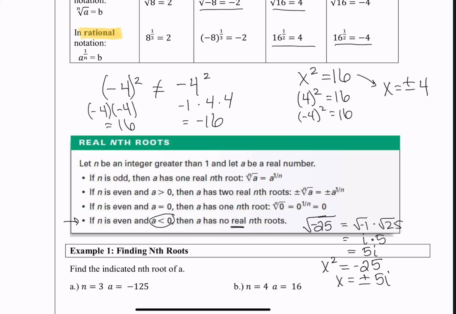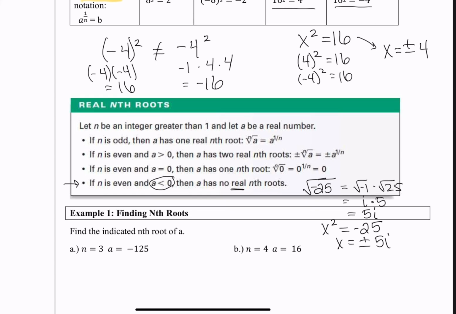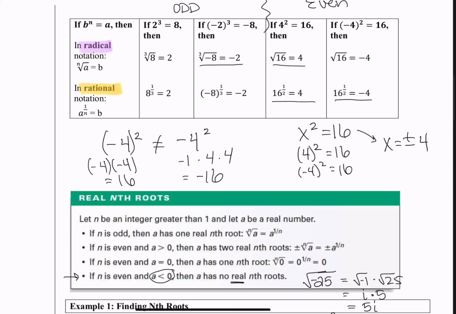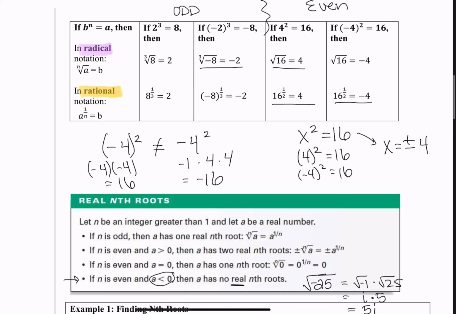Okay. Other things in this nth roots box. If n is odd, then a has 1 real nth root. So, for example, when I took the cube root of 8, I only got 2. And when I took the cube root of negative 8, I only got negative 2. However, if you're dealing with even roots, you could potentially have both the positive and the negative answer. Just like here, when I had x squared equals 16, I had 2 potential answers. Okay, so we'll leave it as 2 potential answers when you're solving an equation.